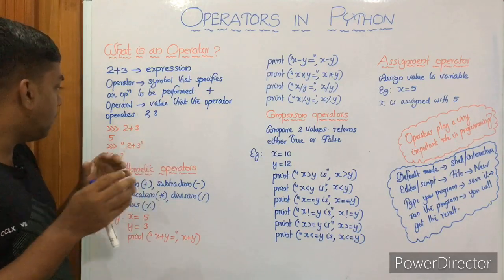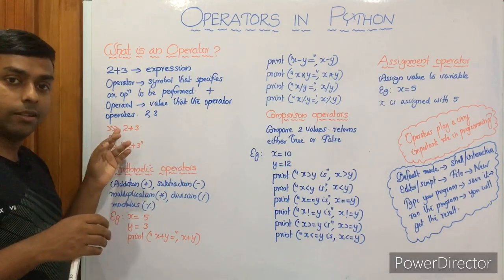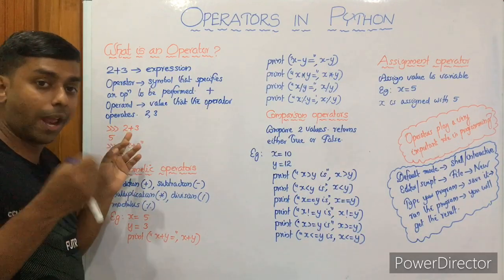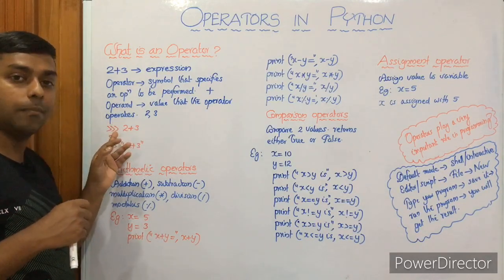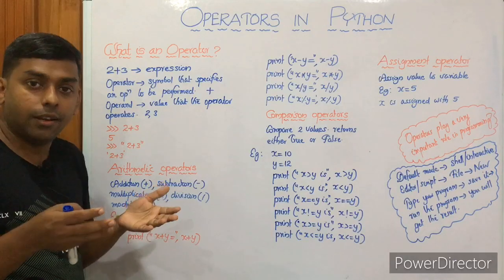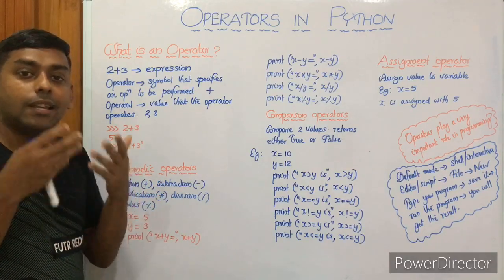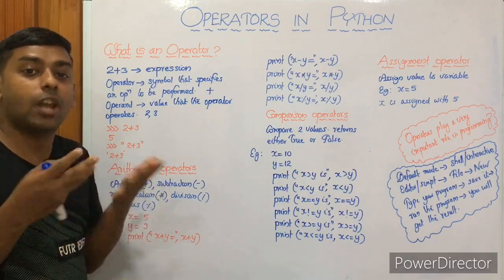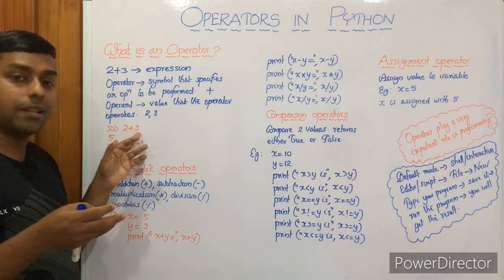Let's have some practice. You know what this is? 3 greater than symbols. We are going to practice it. What is that? The prompt. And in which mode are we working? It is interactive mode or shell mode. And we are writing 2 plus 3.